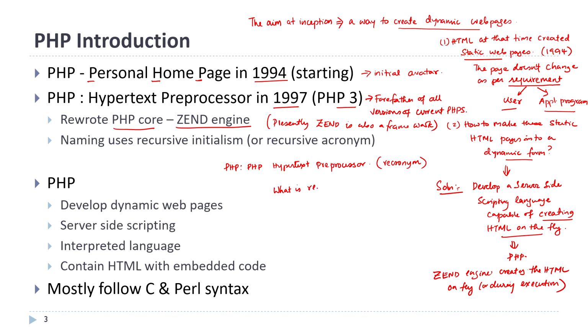What is recursion? Recursion is a function calling itself, that is recursion. So, what is a recursive acronym? An acronym that calls itself. The PHP acronym calls PHP again. That is why it is called a recursive acronym, or sometimes a recursive initialism.